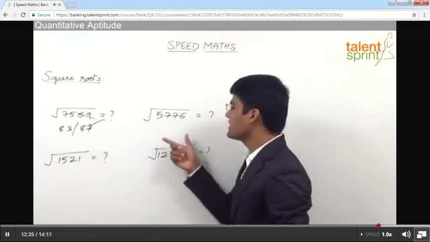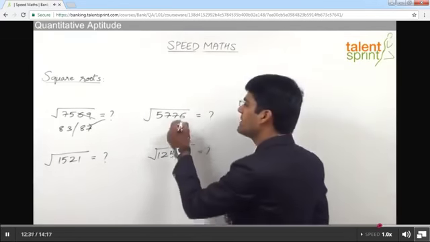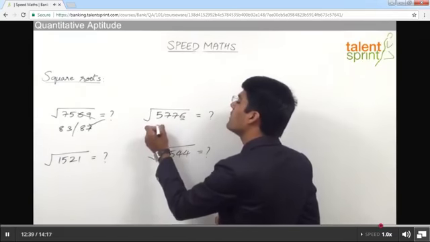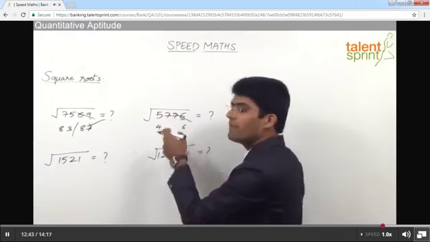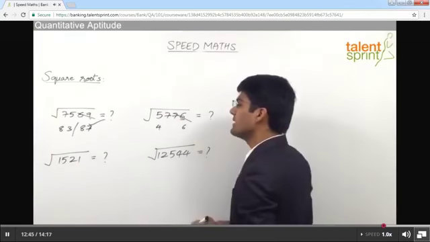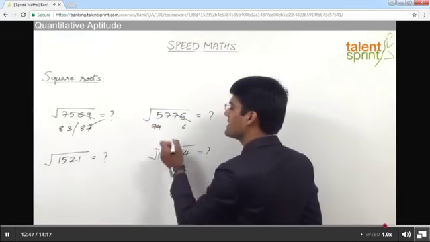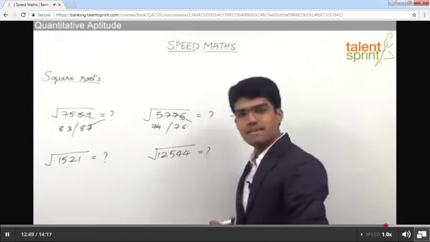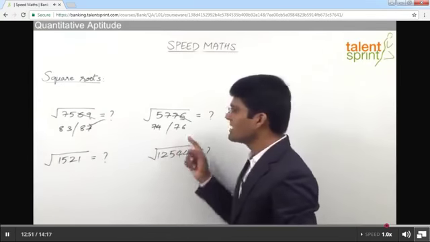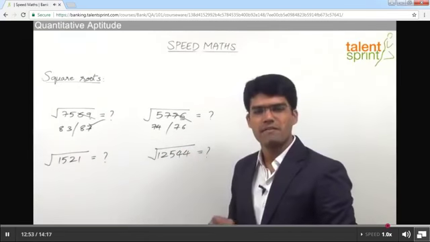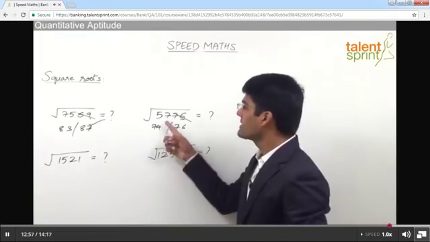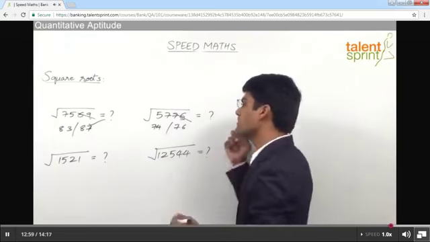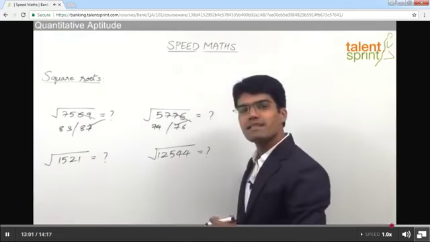The next one here is 5776. As the number is ending in 6, the square root should end with 4 or 6. Leaving the last 2 digits, what is less than 57 in a perfect square? That's 49. 49 gives 7, so 74. So the answer is 74 or 76. Exactly between 74 and 76 we have 75. 75 square is 5625. This number is more than 5625. So the answer should be more than 75. 76 is the correct answer.